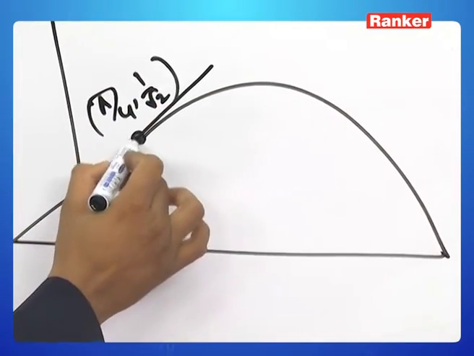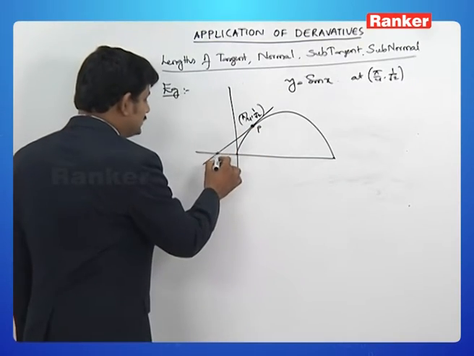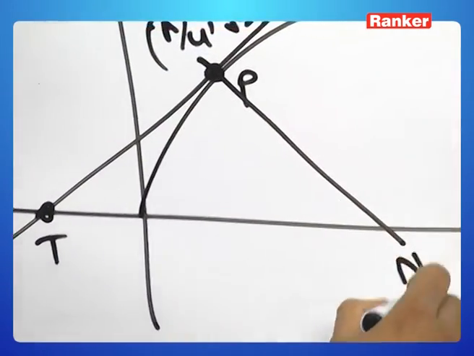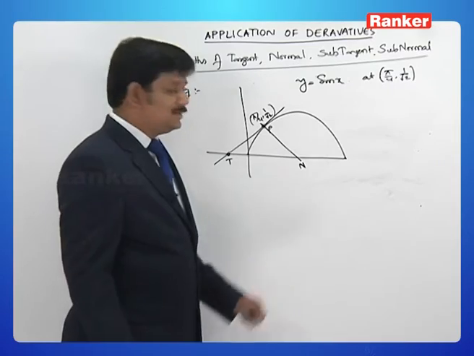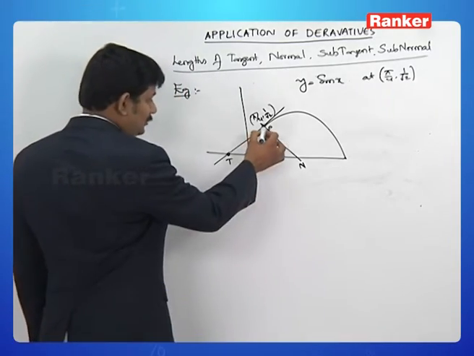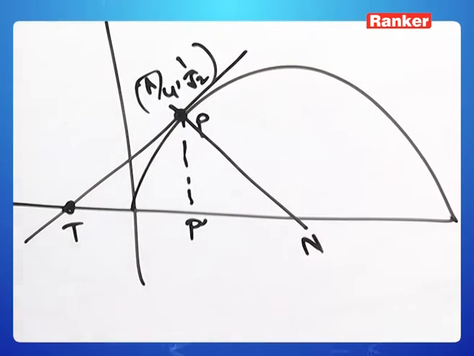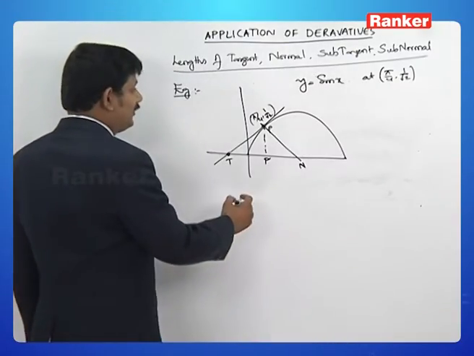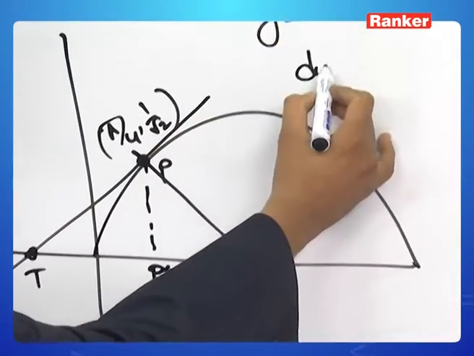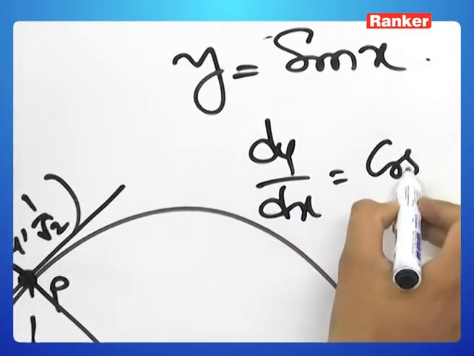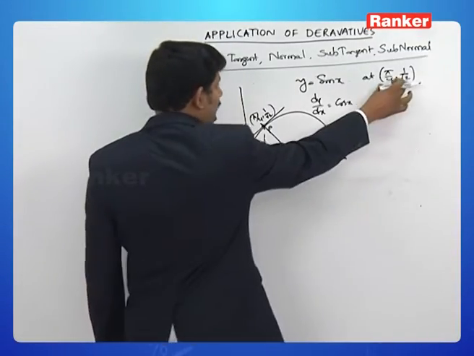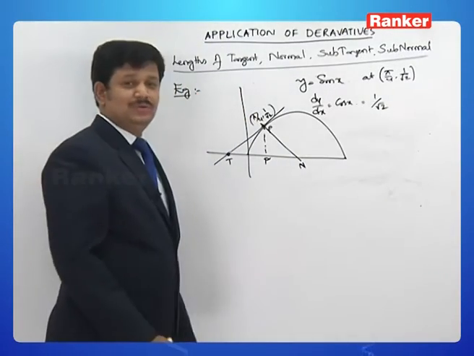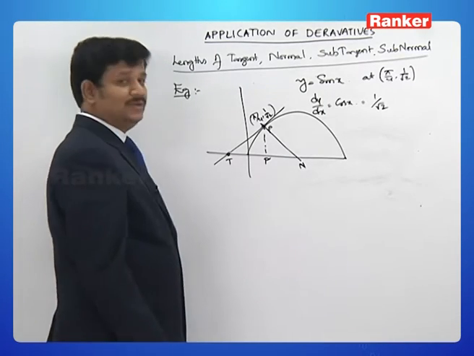Draw a tangent, let us say this point is P, let the tangent cut the x axis at T, PT is called the length of the tangent. Draw the normal, let us say the normal cuts the x axis at N, PN is called the length of the normal. Projection P dash N is called subnormal, and P dash T is called subtangent. So let us find each one of the lengths. Before that, dy by dx is equal to cos x, and at this point dy by dx would be 1 by root 2, since cos pi by 4 is 1 by root 2.